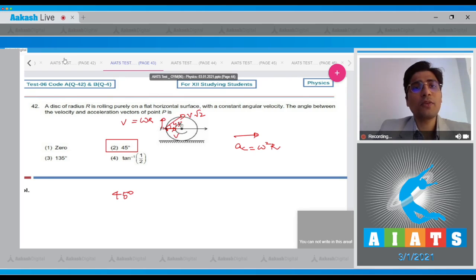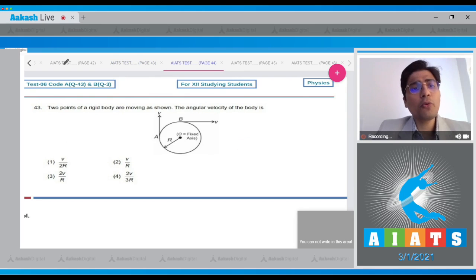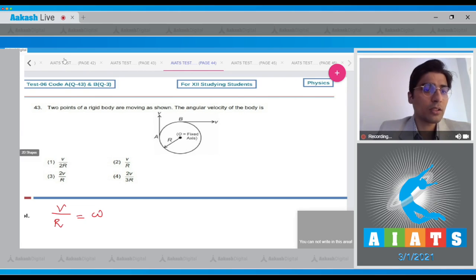Now let us proceed and solve the question number 43. In this question, 2 points of a rigid body are moving as shown. The angular velocity of the body is something that we have to calculate. Dear student, the angular velocity can be easily calculated by using the formula that will be velocity divided by the distance from the center. So this will be v/r, and hence straight away the angular velocity for this particular body will be v/r, meaning that the correct answer for this question is option 2.